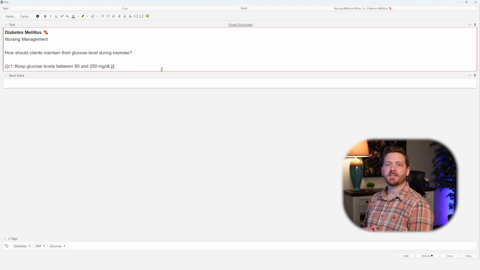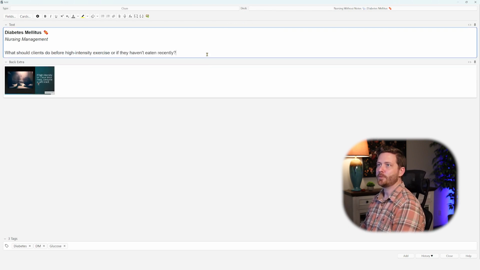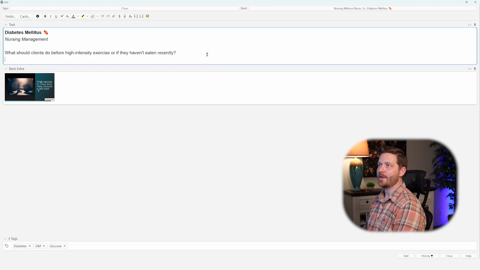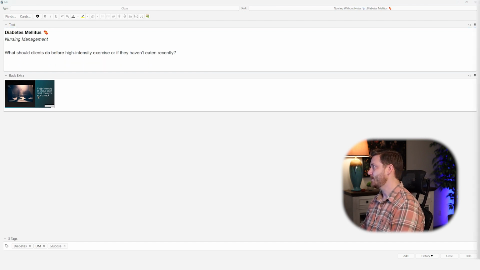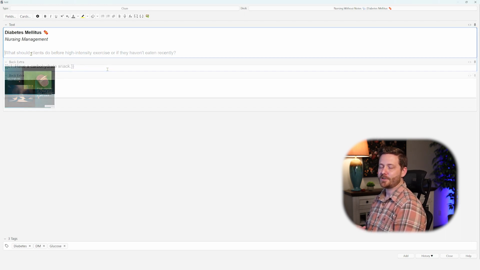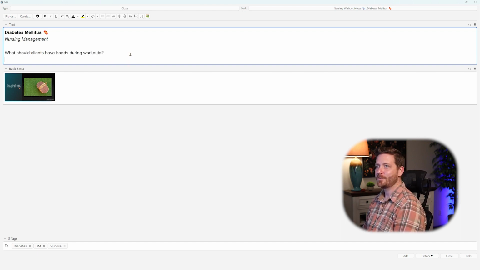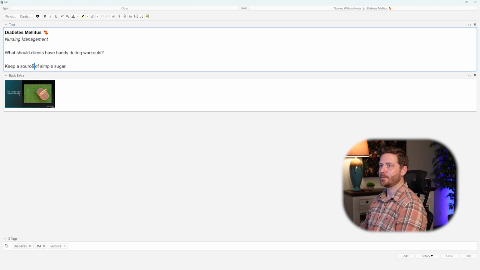So if it's going to be a high intensity exercise or it's been an hour since they've consumed a meal, they need to go ahead and consume a carb snack before they get started. So what should clients do before high intensity exercise or if they haven't eaten recently? That's just going to be have a carb snack. Everybody loves a carb snack, you know. So the next piece of education you want to let them know is to keep that simple sugar handy just in case they've got to pop a few carbs in real quick. So what should clients have handy during workouts? Keep a source of simple sugar.